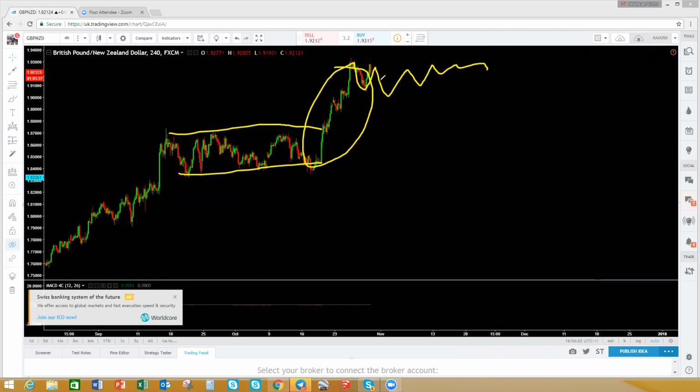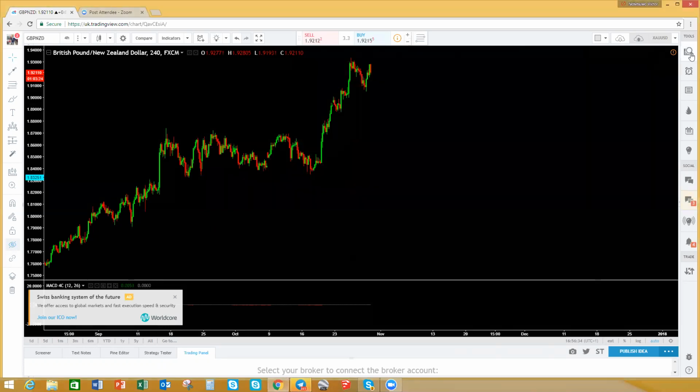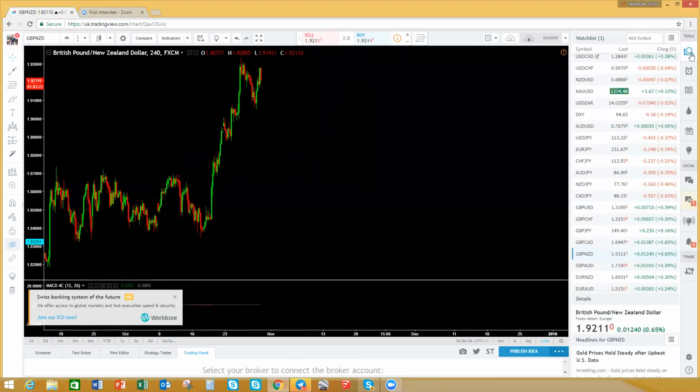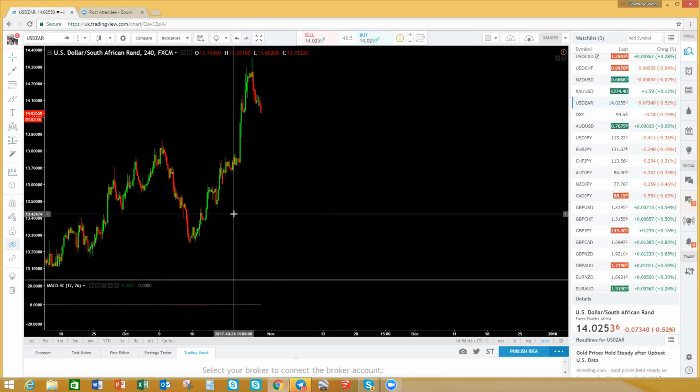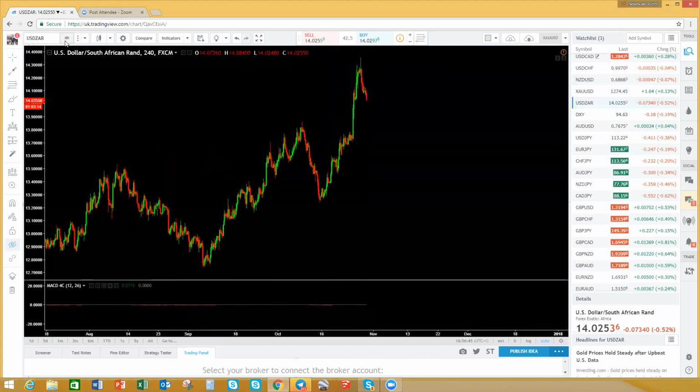So for now, I haven't got a new trade on pound in New Zealand. I'm not looking to sell it because even if it has reached this cycle, I'm not looking to sell. I haven't got any sell set up on that pair. All right, so let's go to US dollar ZAR. Let's go higher time frame, daily.